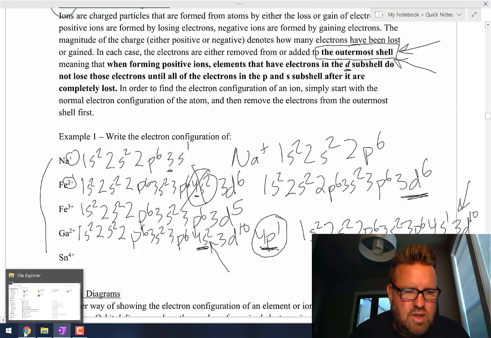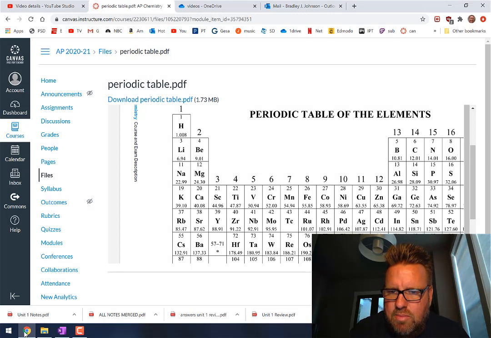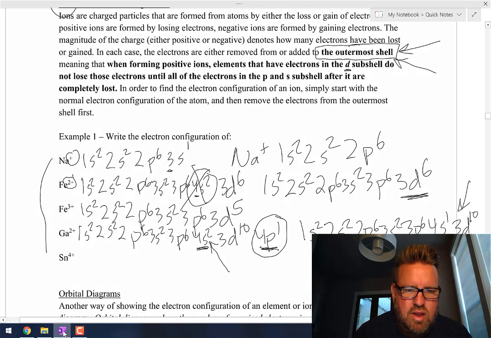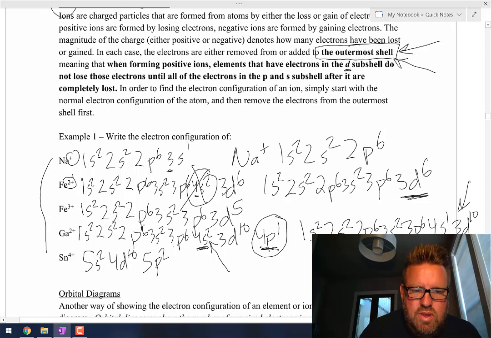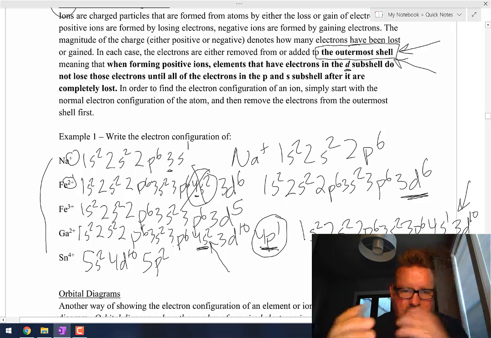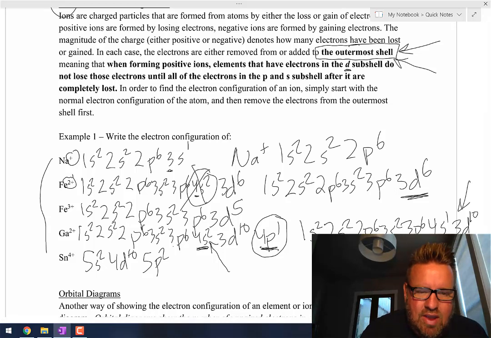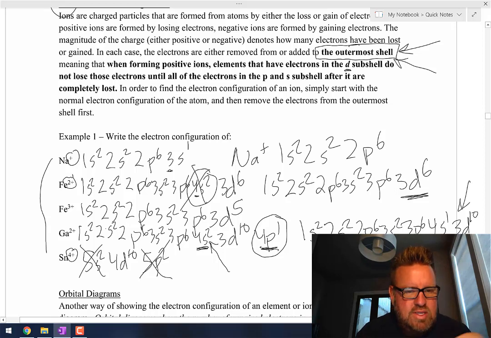Tin right here is number 50. So it's going to end in 5s2. Just to move things along, tin is going to end in 5s2, 4d10, 5p2. Without showing all the other previous stuff, I'm trying to show just that last line there, that last period on the periodic table. If it's 4 plus, those two go away first, and then those two go away. So it would end in 4p6, and then it would go right to the 4d10.